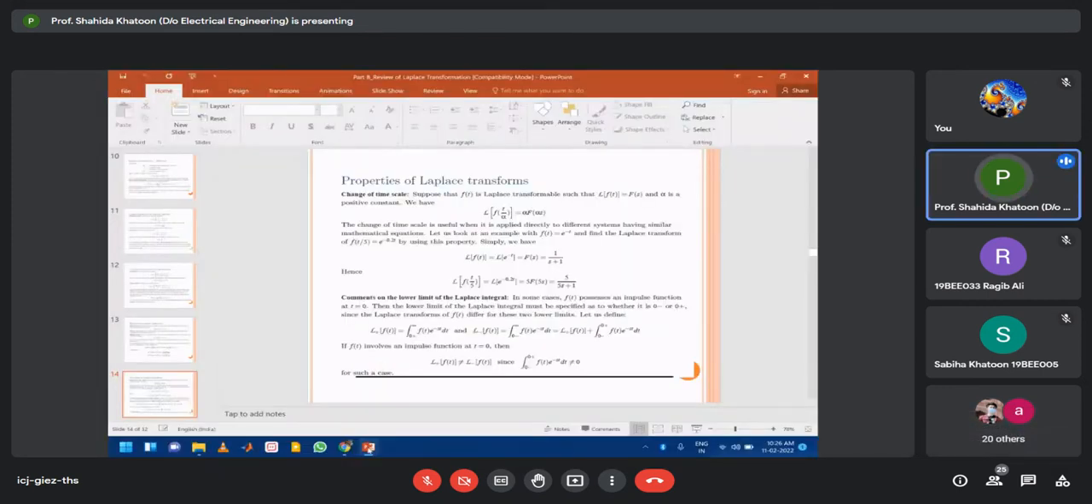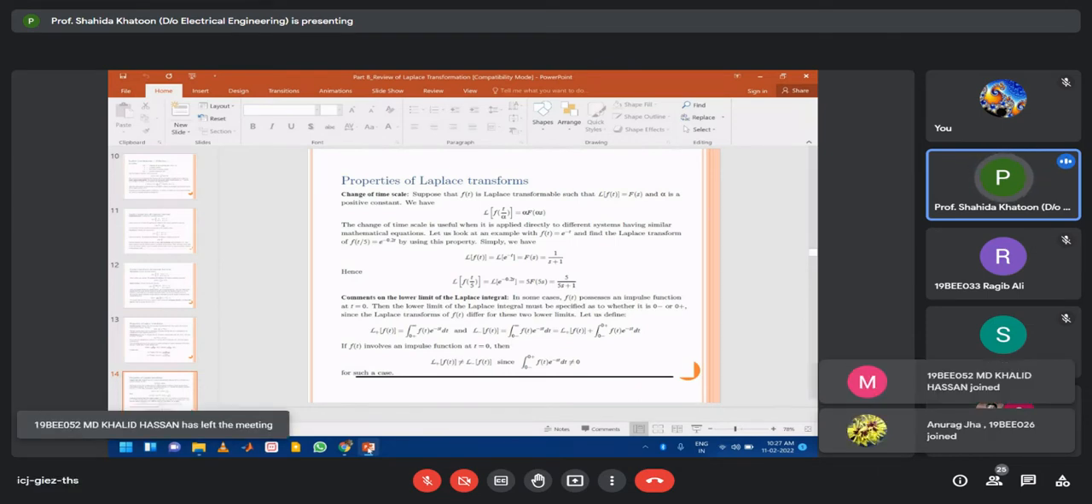So other properties of Laplace transforms are change of time scale. So you can also change the time scale. If the Laplace transform of f(t) is F(s), then the Laplace transform of f(t/alpha) is alpha F(alpha s). The change of time scale is useful when it is applied directly to a different system having similar mathematical equations.